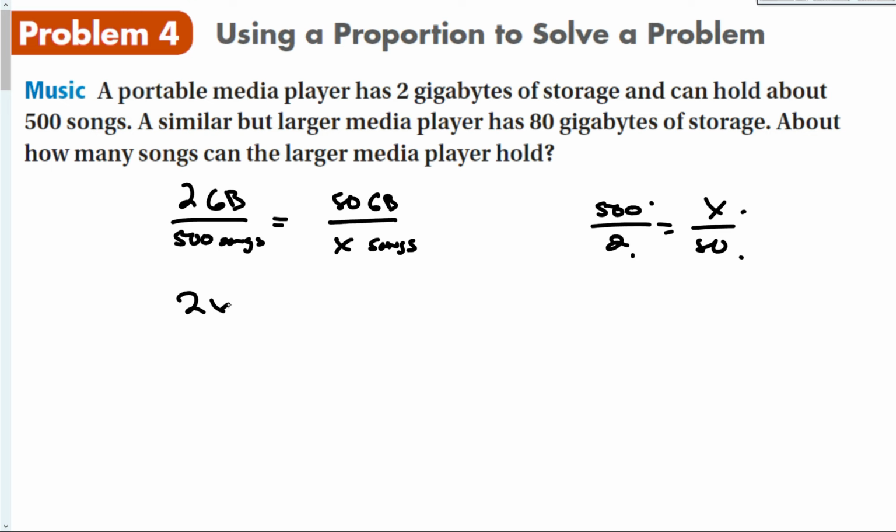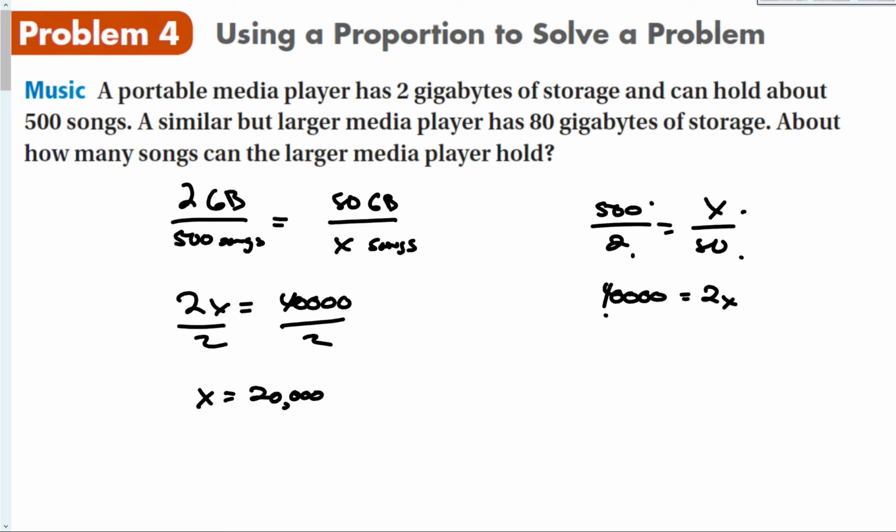So it does not matter which way you want to solve this problem, because when you cross multiply, you're going to get 2x is equal to 40,000 with this one. And same thing here, 40,000 is equal to 2x. Okay, and that is the reflexive property that they are both the same thing. So divide out the 2, and we have that x is equal to 20,000 songs. Okay. Same thing over here.